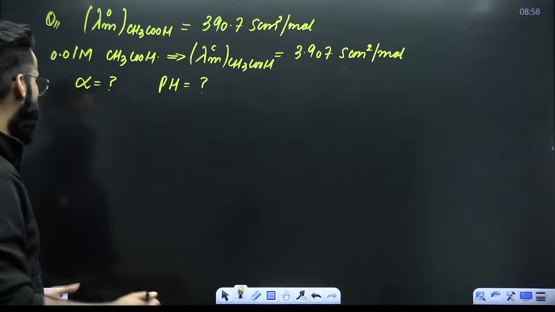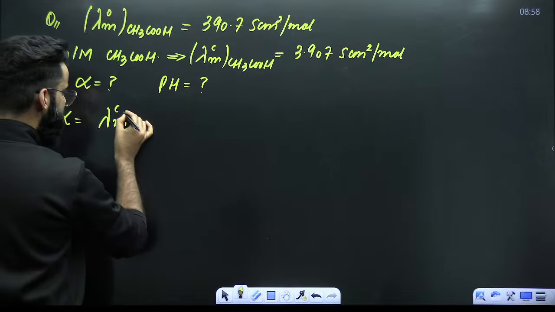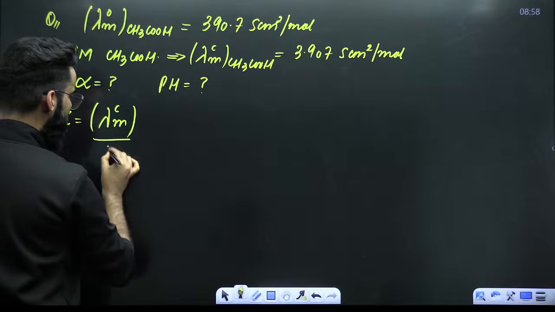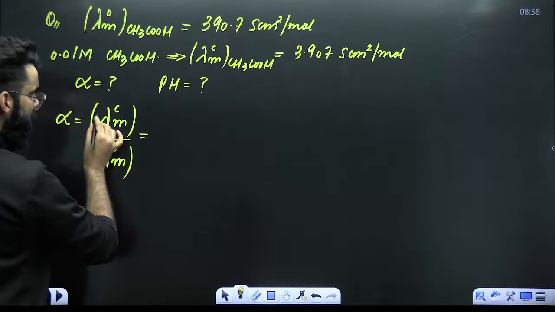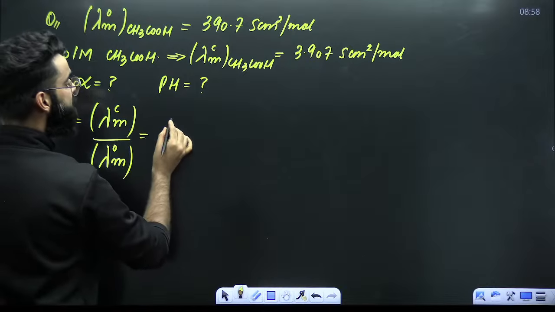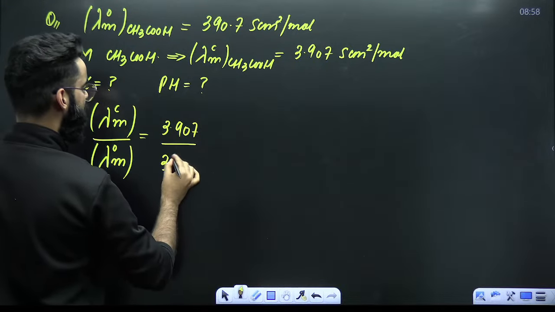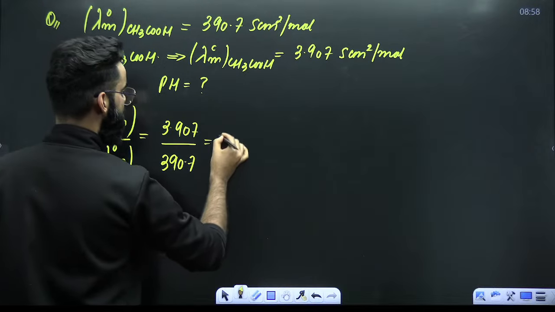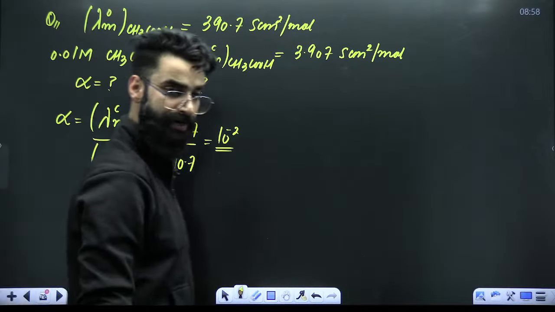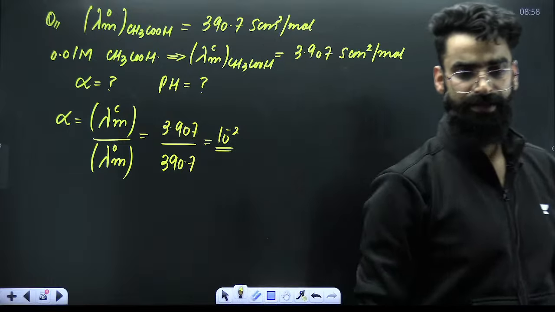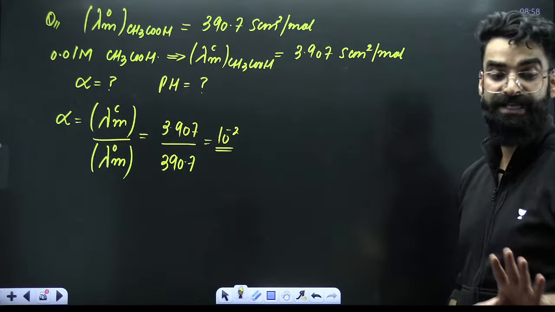Now, what is alpha basically? Alpha is the molar conductivity of CH3COOH at a given concentration divided by the molar conductivity of CH3COOH at infinite dilution. This is equal to 3.907 divided by 390.7. The value comes out to be 10 raised to the power minus 2. So you already got the alpha value. Perfect. Now the second thing: we have to calculate pH as well.